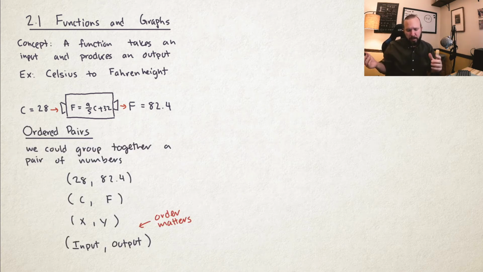What I could do is take all of the Celsius and Fahrenheit and pair them together, where in the first number I would write the temperature in Celsius, and then in the second number I would write the temperature in Fahrenheit. So in each of these mathematical objects that we call ordered pairs, the first object always represents the input and the second object always represents the output.